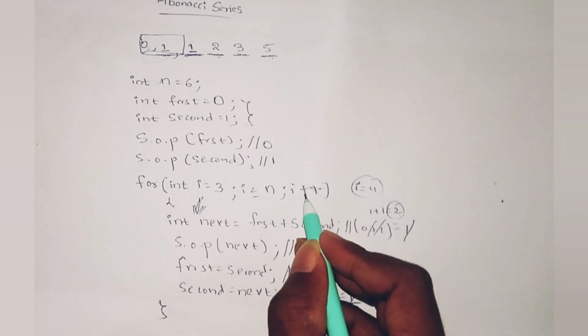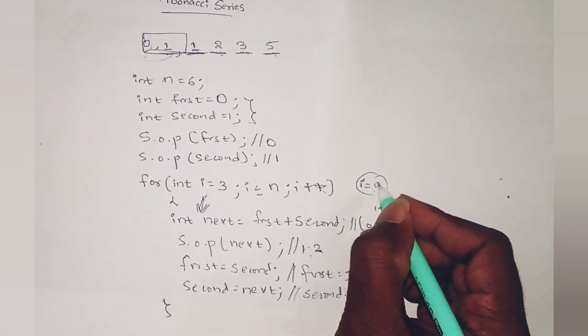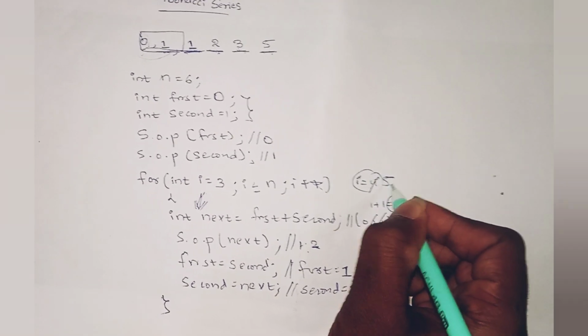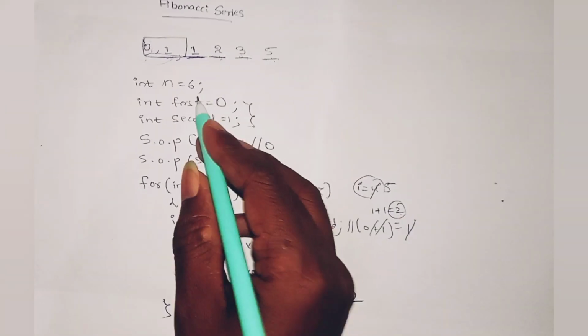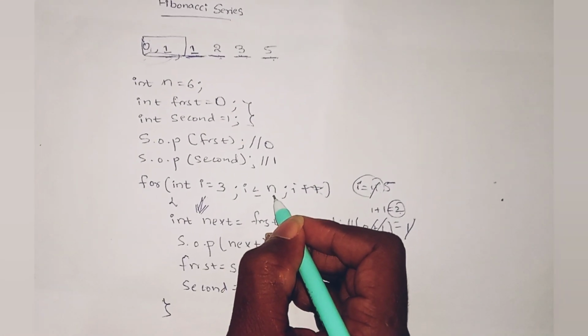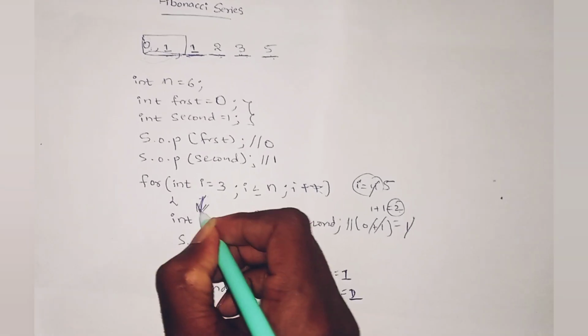Okay. Now i value gets incremented by 1. So i equals 4. Now i becomes i plus 1, that is 4 plus 1, 5. It checks for the condition: 5 less than or equals to n. n is 6. 5 less than or equals to 6. Condition is true. Enters into the loop.